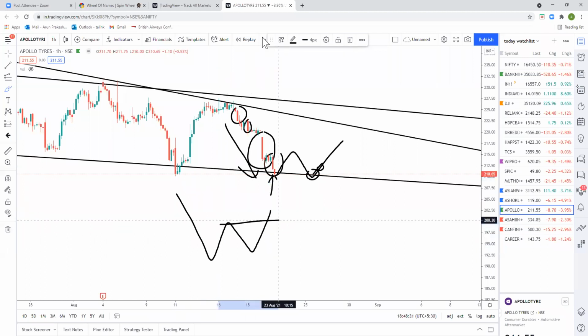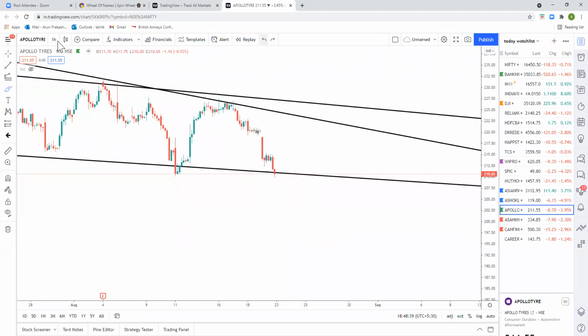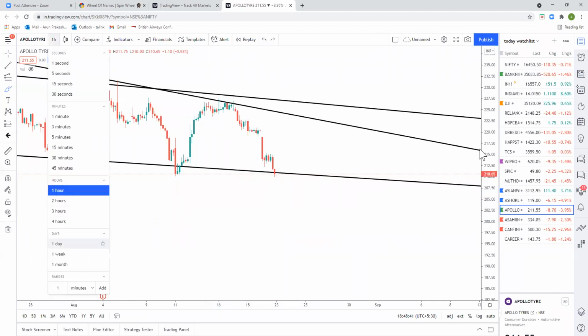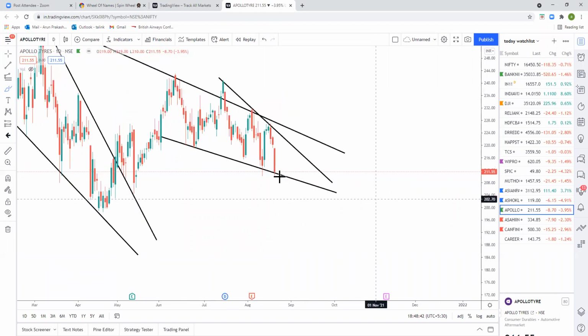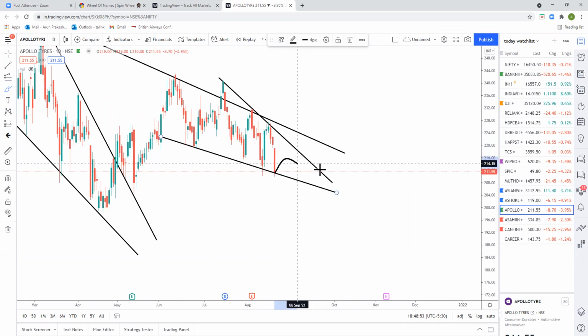Apollo Tyres is still falling into the trend line. It hasn't shown any signs of reversal. It's a huge bearish candle, so it hasn't given me any signs of reversal. I'll look into it when this happens. Or if you have a falling wedge pattern like this, then you can trade this breakout also.